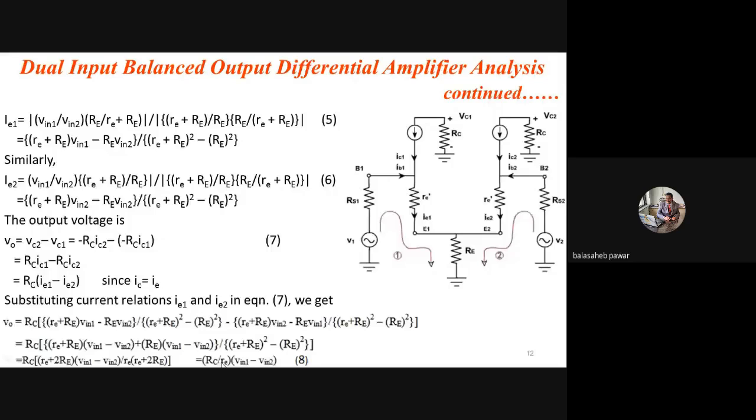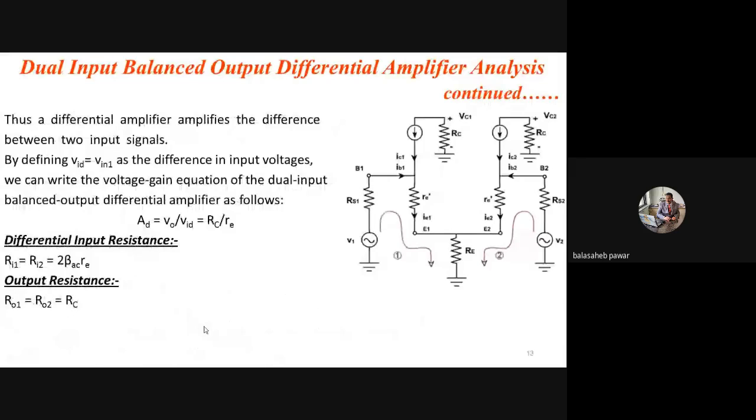And here I mentioned that a differential amplifier amplifies the difference between two input signals, by defining VID, which is nothing but Vin1 minus Vin2, as the difference in input voltages. We can write the voltage gain equation of the dual input balanced output differential amplifier as follows: AD equals VO by VID, which is simply capital RC by small re. So the question will get asked: find out the differential gain, that is AD. While determining AD, you have to consider only this ratio, capital RC by small re.